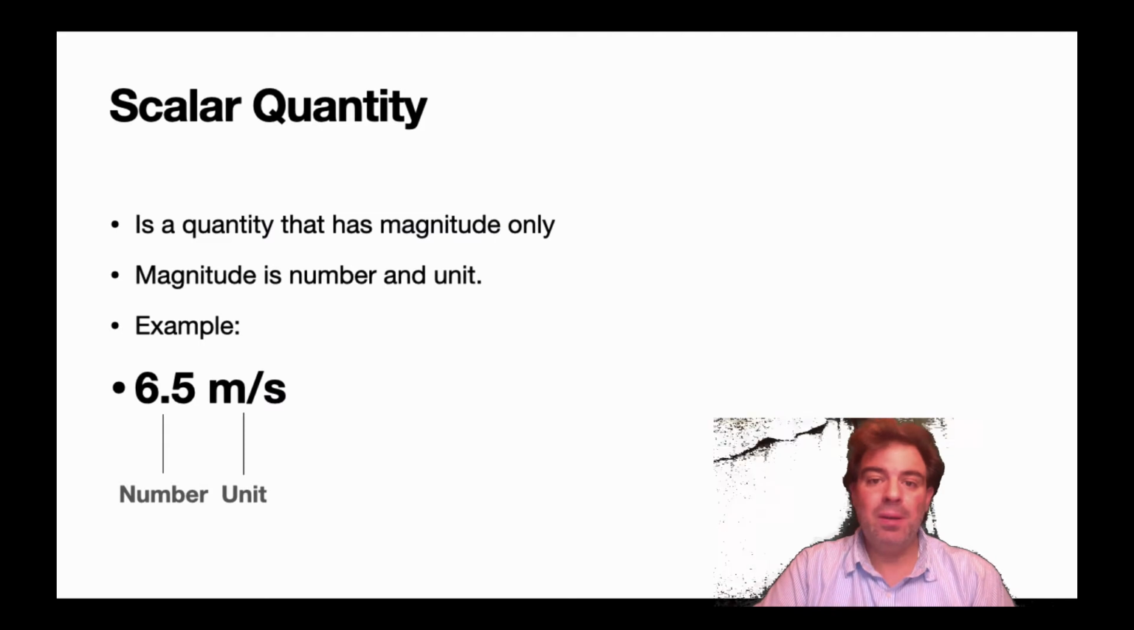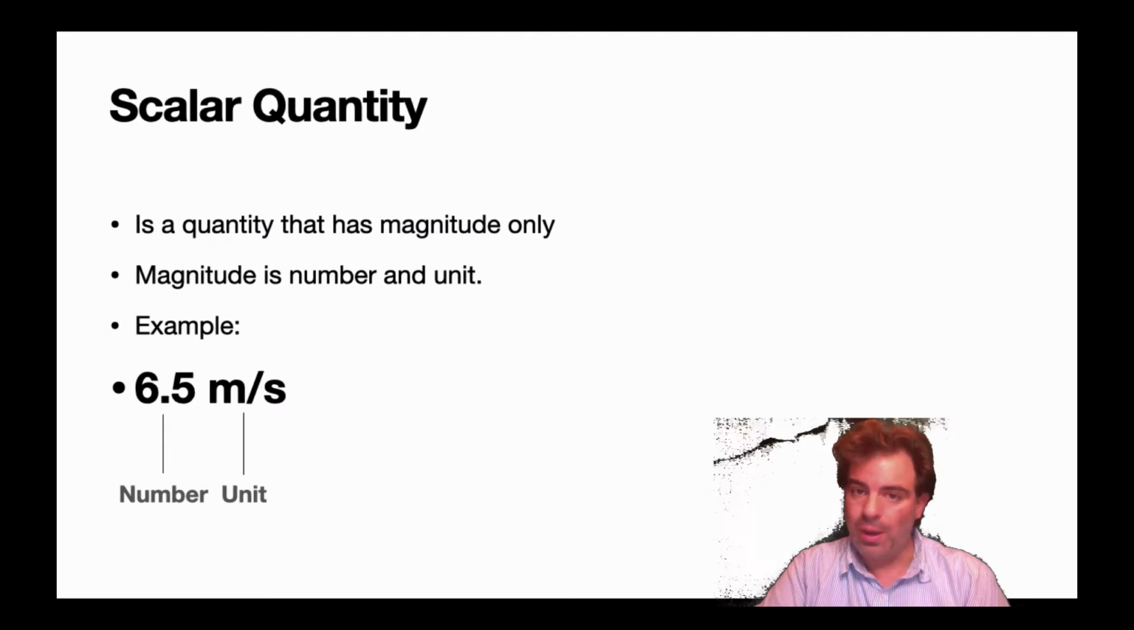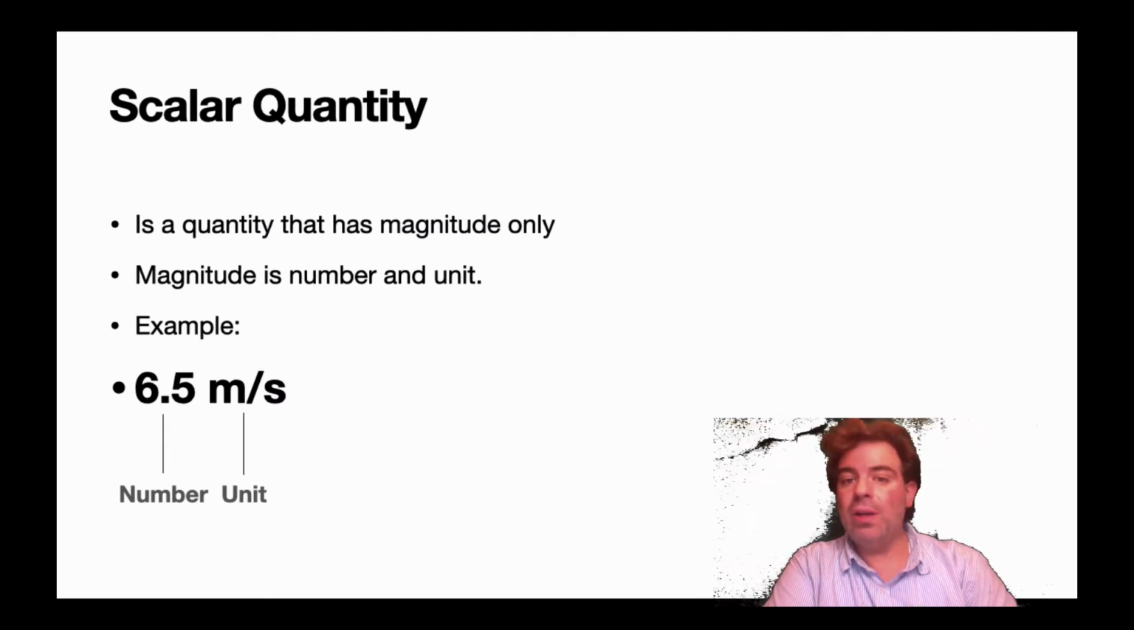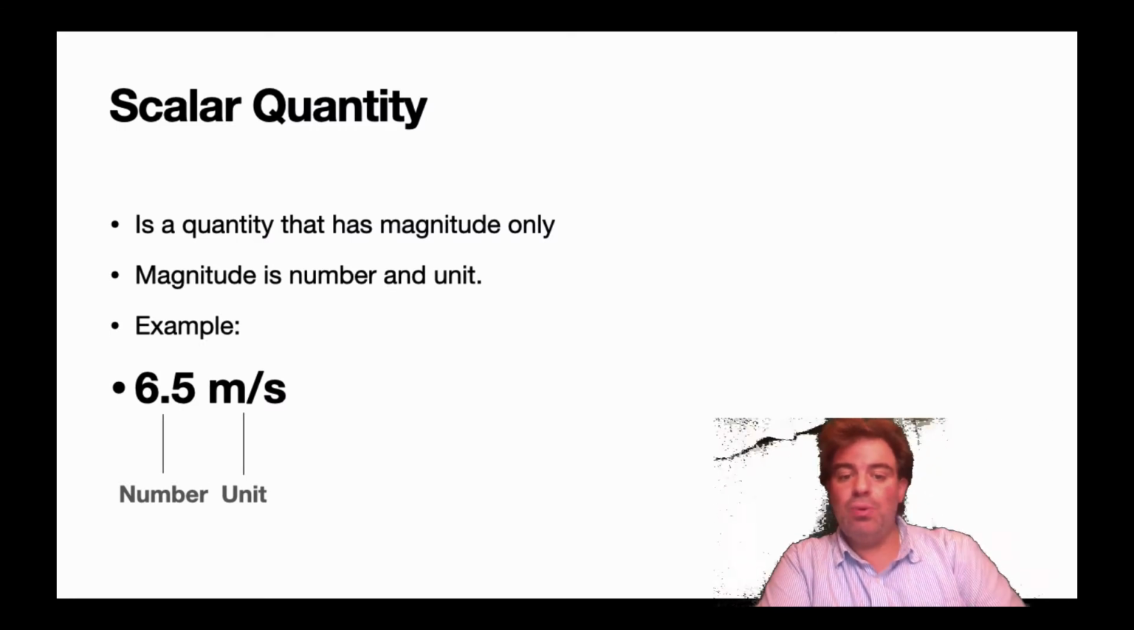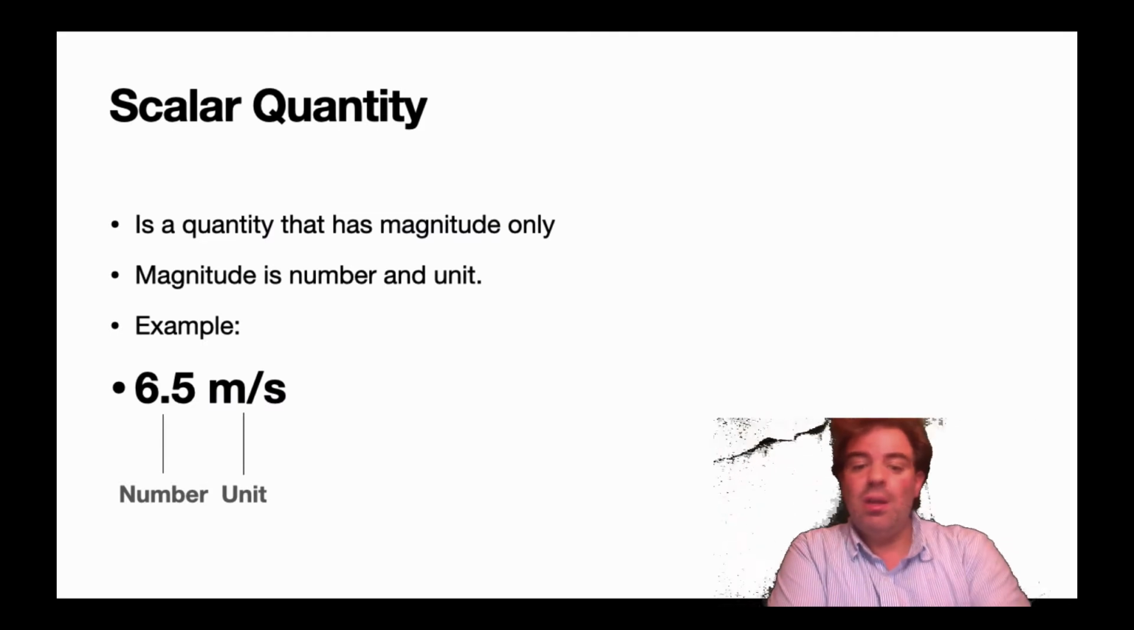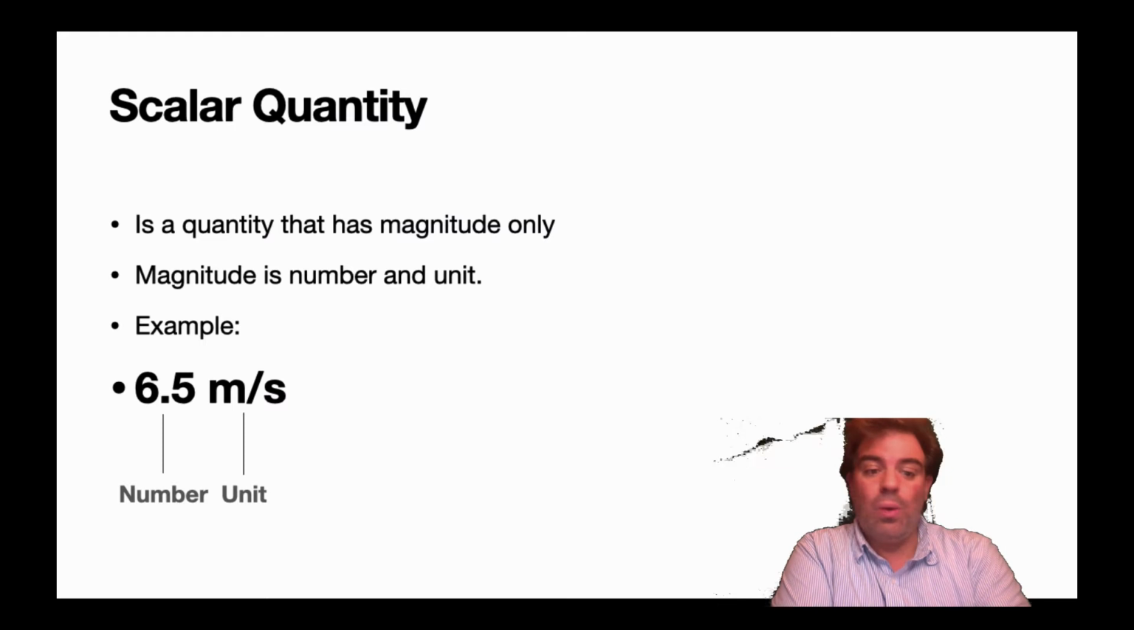Today we will speak about the difference between scalar and vector quantities. Okay, so what are scalar quantities? Scalar quantities are quantities that have magnitude only. Magnitude is simply defined as a number in a unit, and we've seen in the previous lesson what exactly units are and how to measure them using the different quantities.